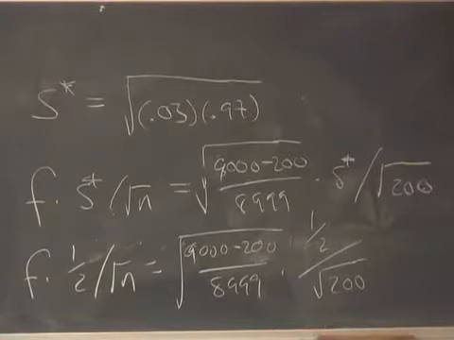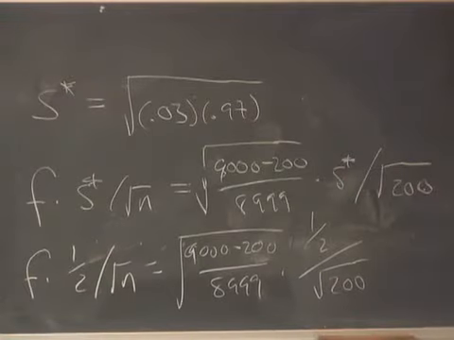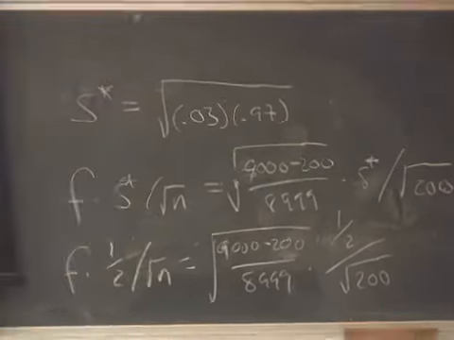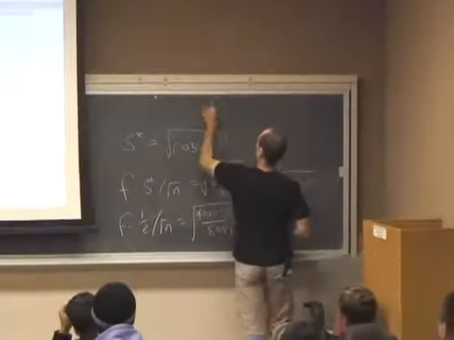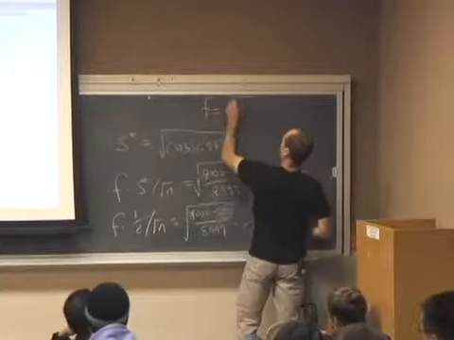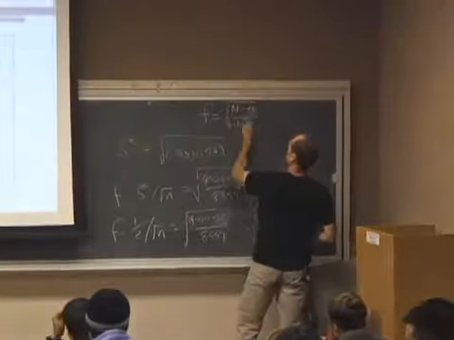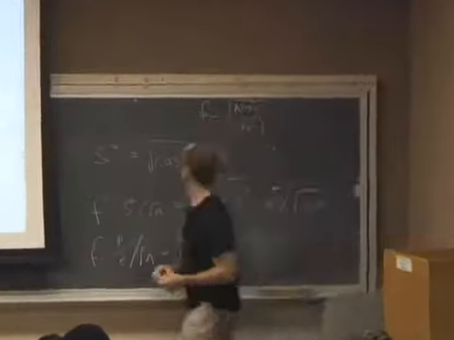So far, so good? So f is the population minus sample over n. Yeah, so f is the square root of N minus n over N minus 1. Okay.